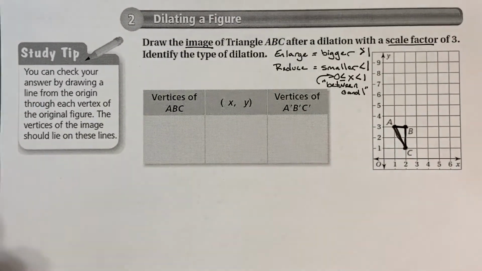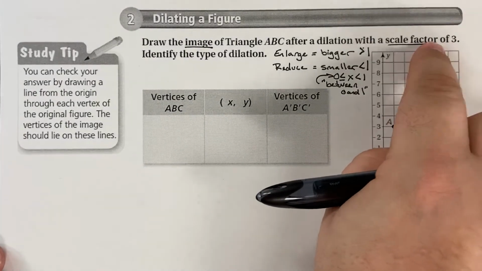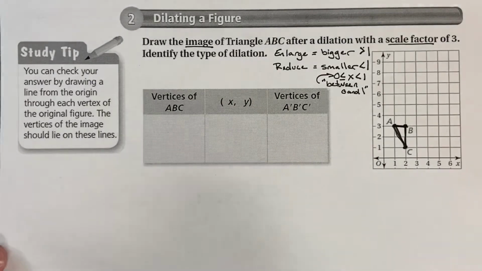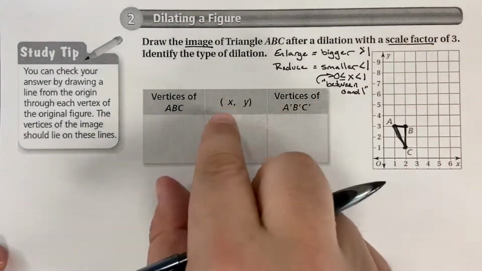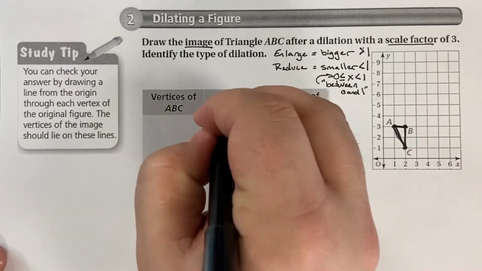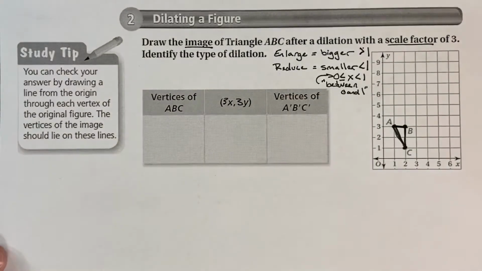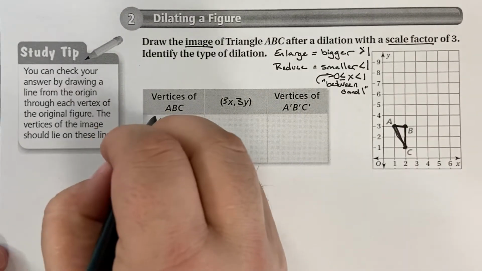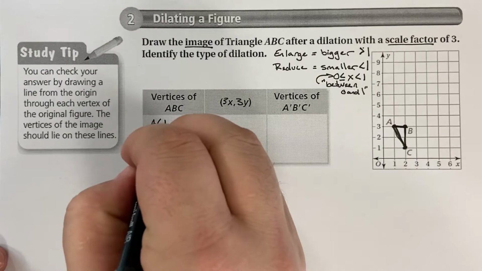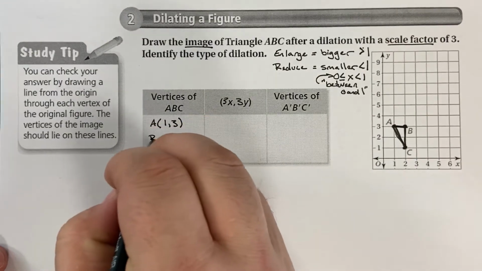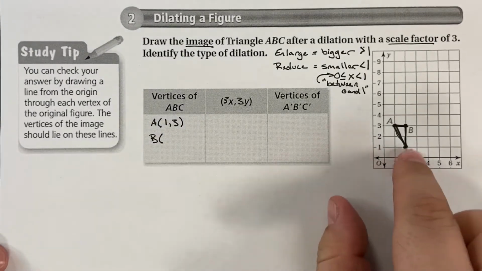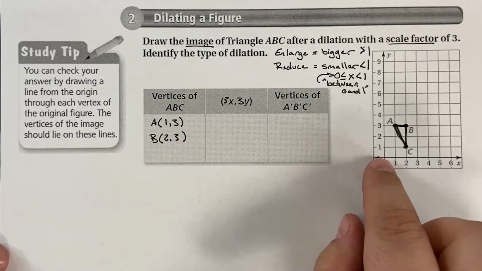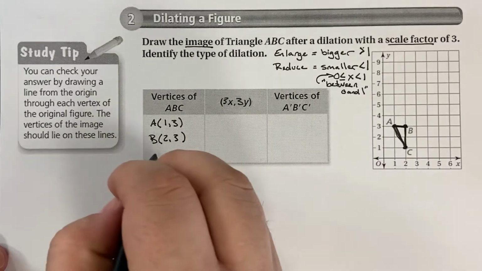Now that we've got all the definitions out of the way of what everything means, let's see how to do this. So really all this means, if we're multiplying by a scale factor of 3, is we're taking any of our coordinates and multiplying each coordinate, or each part of the coordinate, by 3. What that means is at A, we have a coordinate of 1, 3. At B, we have a coordinate at 2, 3. And at C, we have a coordinate at 2, 1.